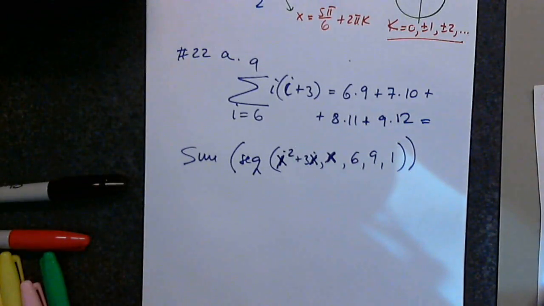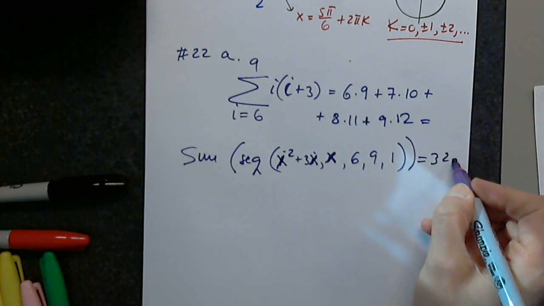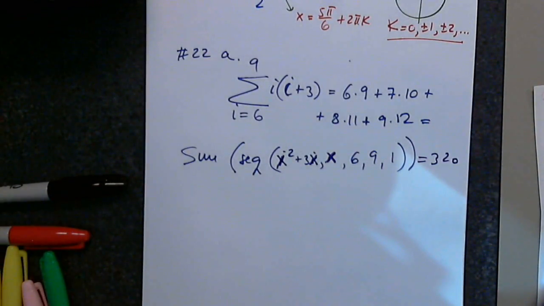Or you use the sigma notation. Steven, are you okay with this? Yeah, I got 320. We all got 320? Okay, perfect. Part B then.